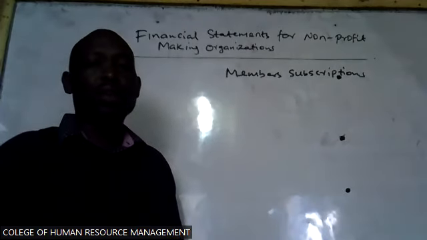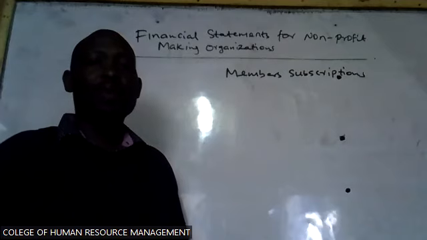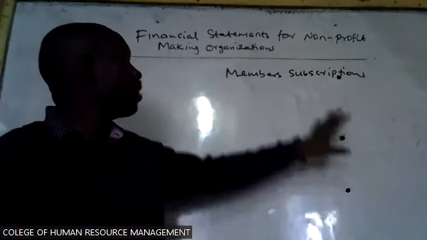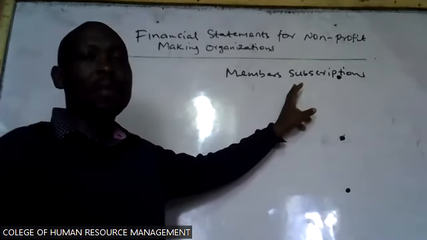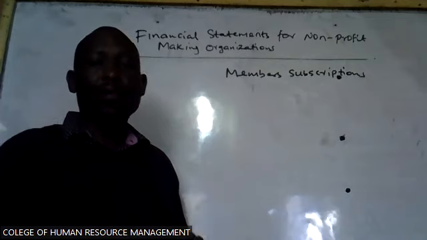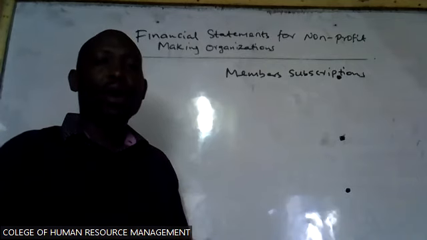That subscription amount that they pay on an annual basis becomes the main source of income to the non-profit making organization. But we have got other sources, the donations, the gate collections. They normally organize events whereby we have things like the entrance fee and all that. But the main source is the members' subscriptions.